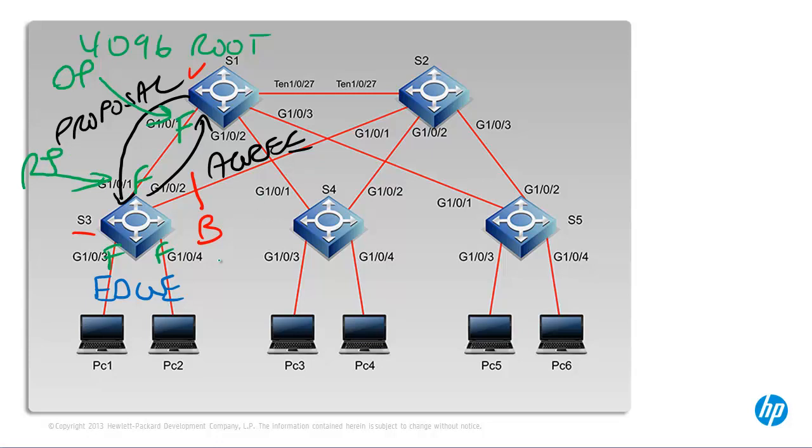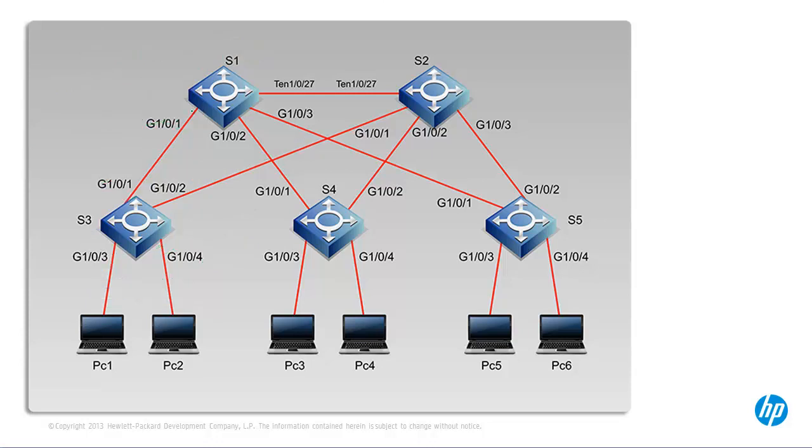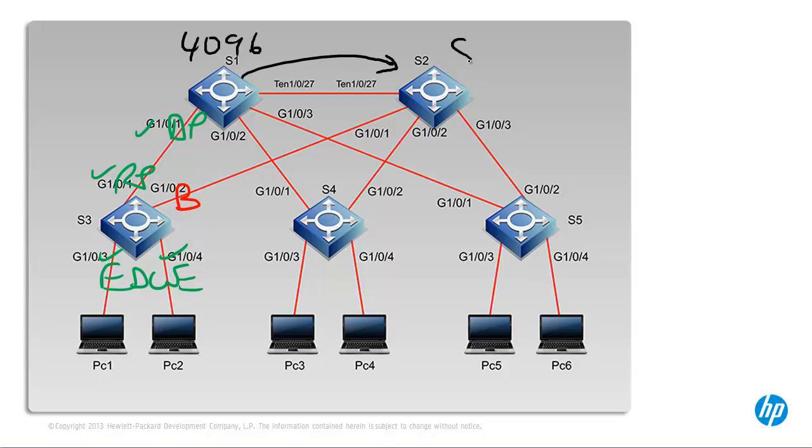But notice please, this port is blocking to prevent loops. So at the moment, this is the designated port, this is the root port. These ports are forwarding. These ports are edge ports. They're forwarding. This port is blocking. Now at the same time, a proposal message is sent from switch 1 to switch 2. In this case, let's assume that the priority is 4096. The priority of this switch is 8192.